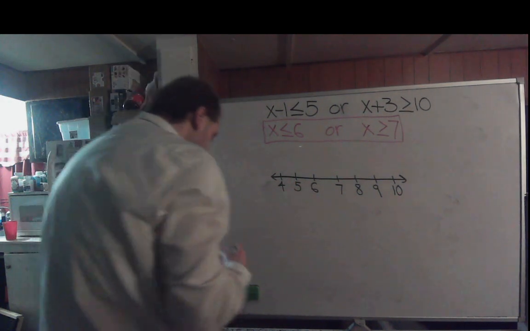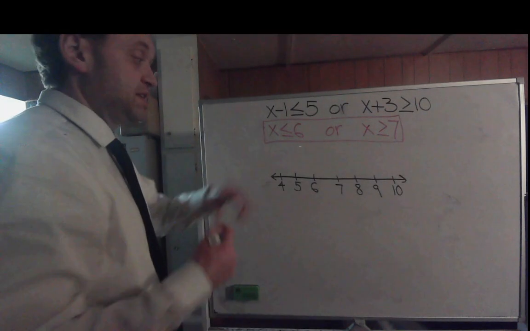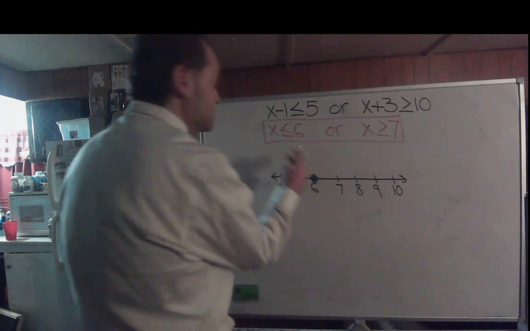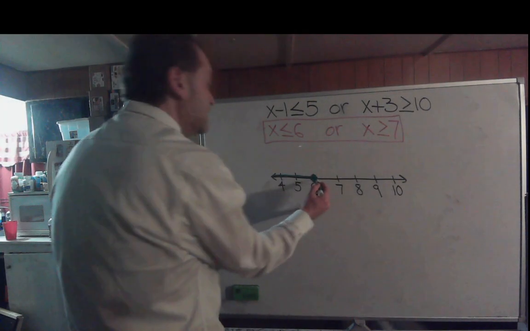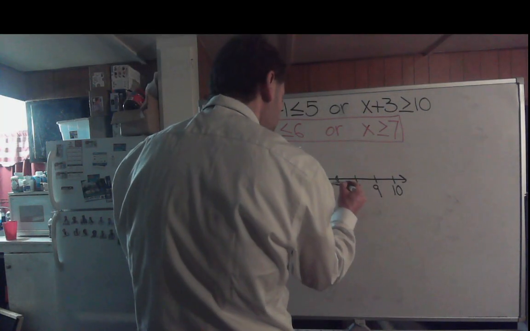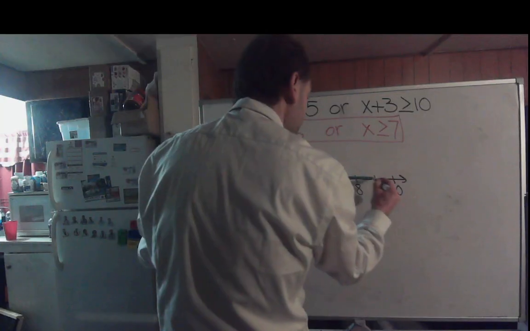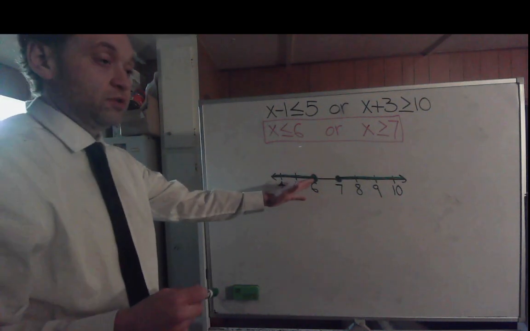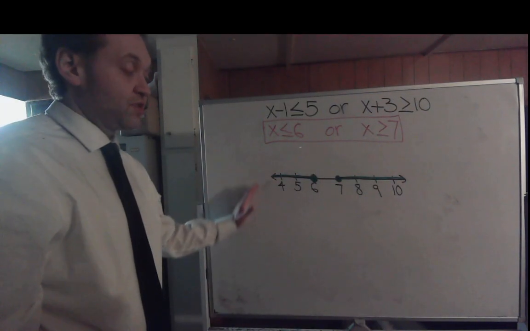Alright, so let's start with x is less than or equal to 6. Since 6 is included, we'll put a solid dot at 6 to include that value. And since it's less than, you'll shade everything to the left of 6. And now we have x is greater than or equal to 7, so you'll put a solid dot at 7. And then you'll shade everything to the right of 7 since it's greater than. So notice none of the values between 6 and 7 are included. So that's the graph of these.